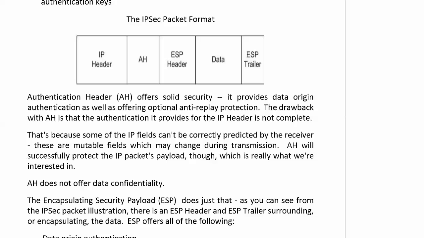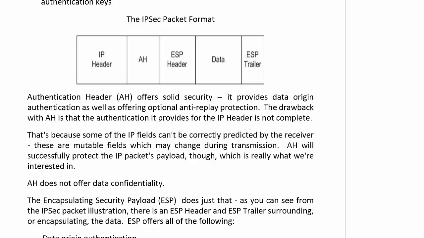It offers optional anti-replay protection. We like that as well. The drawback with Authentication Header is that the authentication it provides for the IP header is not complete, and that's because some of the IP fields can't be correctly predicted by the receiver. These are what we call mutable fields, and they may change during transmission. Now, AH will successfully protect the IP packet's payload, and that's what we're really interested in. However, AH does not offer data confidentiality.